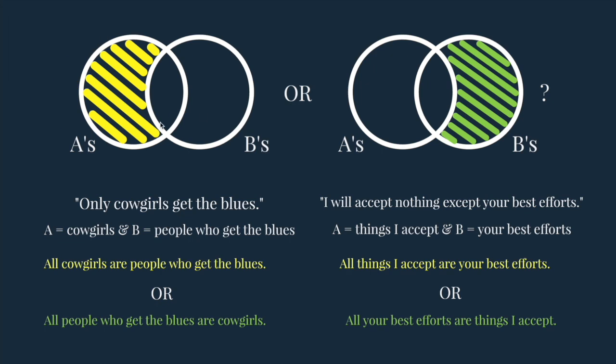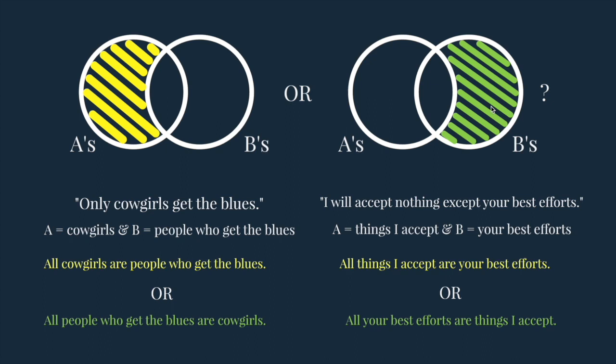Let's look at my first Venn diagram. A is things I accept, and B are your best efforts. Am I accepting anything here that is not your best effort? I'm accepting these things, but that's in the best efforts circle, so it seems like what I'm saying here is, yeah, I only accept your best effort. The only things that I accept are things that are in the best efforts category. I will accept nothing except the things that are your best efforts. This looks pretty good. Let's try this one instead and see if that one works.